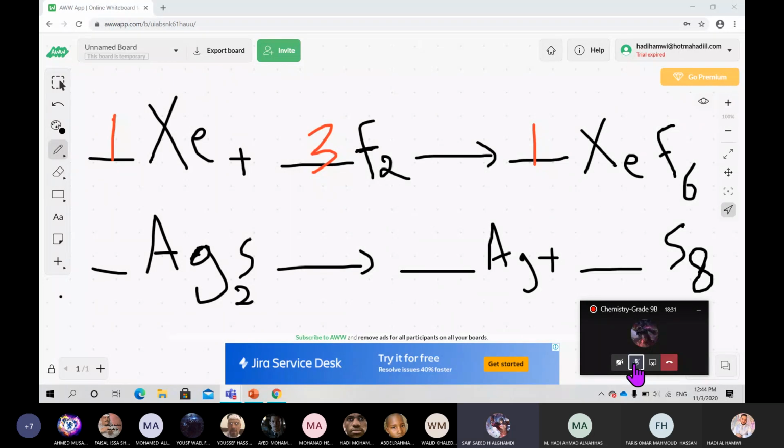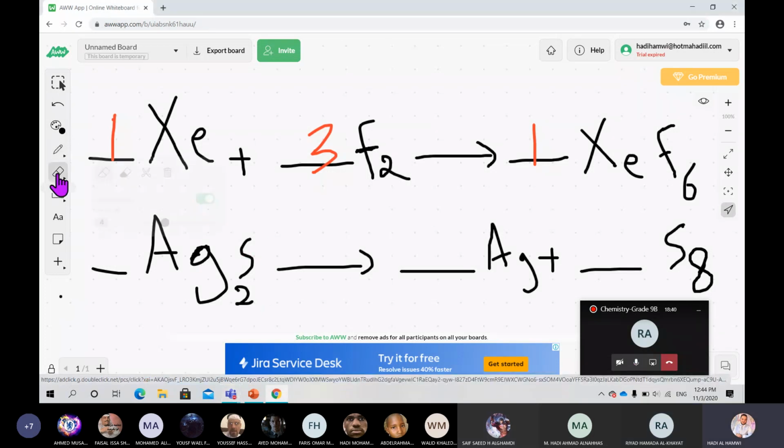Mister, is that Ag2 squared or Ag2S or what is that? No, this is Ag2S. Okay, this is sulfur, Ag2S.